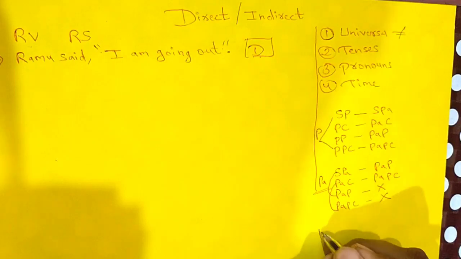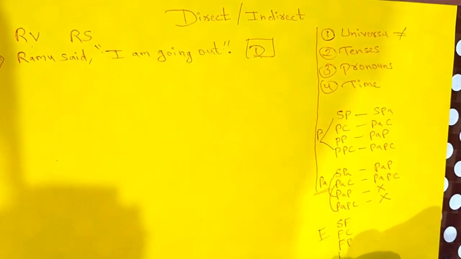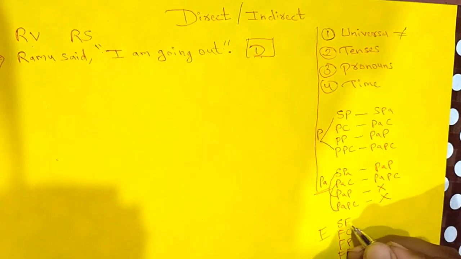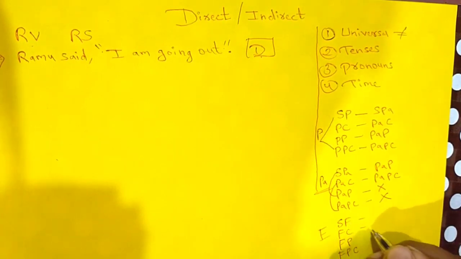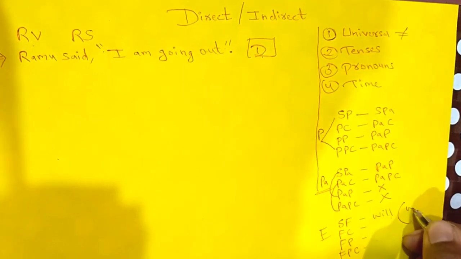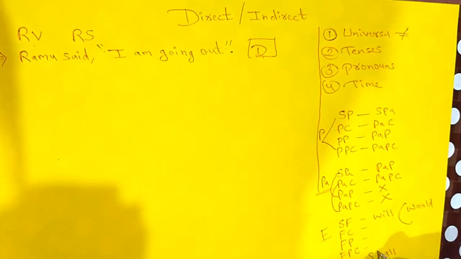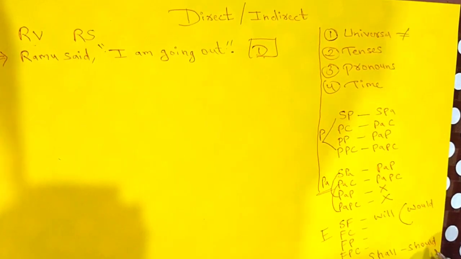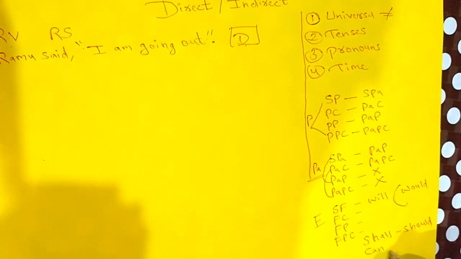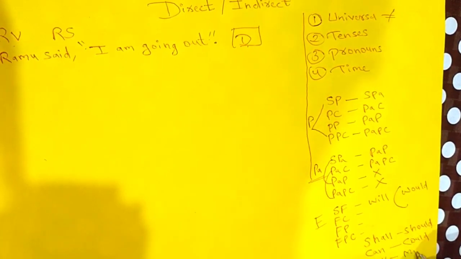What about the future tense? How will the future tense change? So we have simple future, future continuous, future perfect, and future perfect continuous. So whenever we see the future, obviously we add the word will. So only this word will we need to change, will into would. And if you see somewhere shall is written, it will change into should. Even the modals will change. When you see can, it will change into could. If you see may, it will change into might. So this was about the tenses changing.